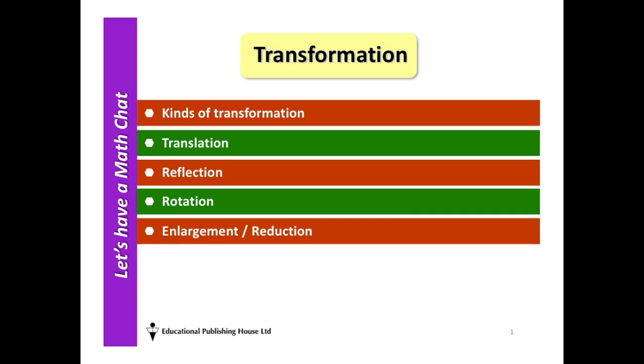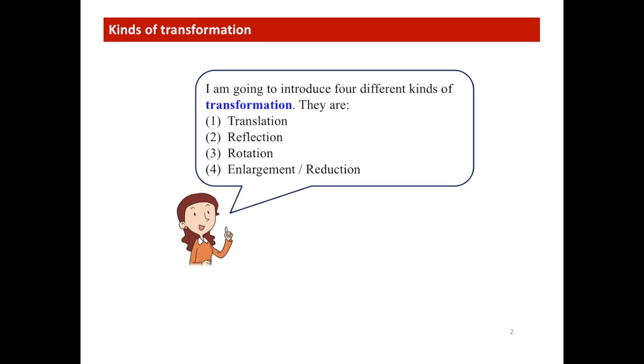Hi, what's up? In the last lesson, we have gone through two types of symmetry, reflectional symmetry and rotational symmetry. In this lesson, we will see how we could transform one figure into another. There are four kinds of transformation. They are translation, reflection, rotation, and enlargement or reduction.